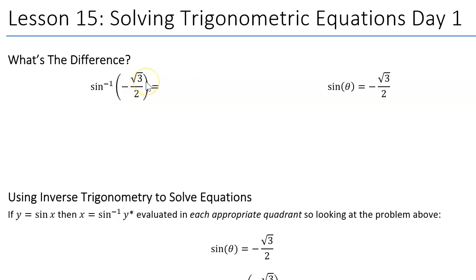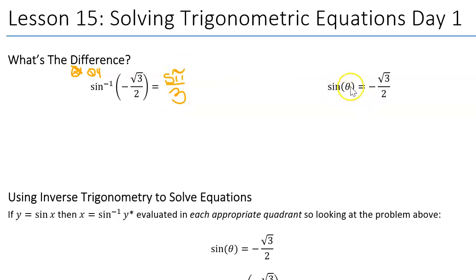And so let's talk about where sine is negative rad 3 over 2. Remember that inverse sine is only defined in quadrants 1 and quadrant 4. Since our expression is negative, that means that it must be in quadrant 4. Looking at quadrant 4, we know that sine is equal to negative rad 3 over 2 at 5 pi thirds. And so the answer to this expression is 5 pi thirds.